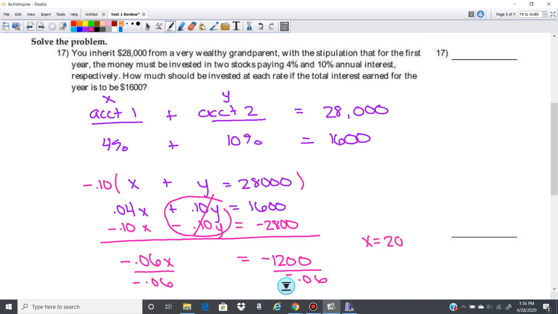So I invested $20,000 into the account that earned 4% stock. So that's not really a good investment. Which means the remaining amount I put in account 2. Well, it needed to equal $28,000, so I put $8,000 in the 10% stock. So I probably, if I were smarter, should have switched these, but you don't know what's going to happen with the stock market. So that's just what happened that year. And those are your two amounts, $20,000 and $8,000.